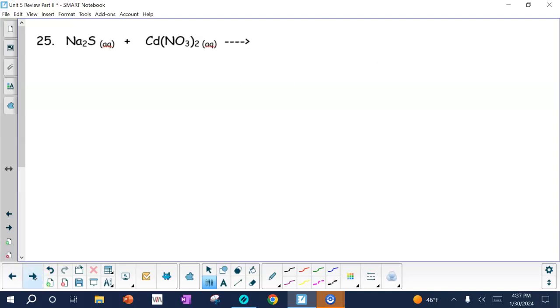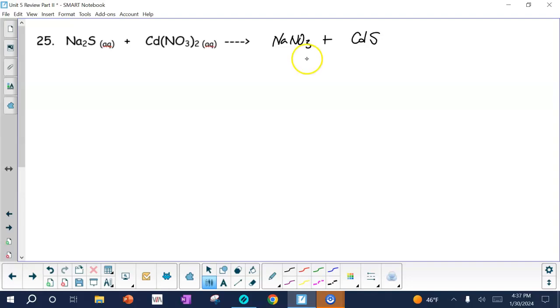25. Sodium sulfide and cadmium nitrate. Well, let's see, is cadmium... Let me look. I don't remember if it has more than one charge or not. Nope, looks like it's fixed too, so it's just cadmium nitrate. All right, so sodium is going to go with nitrate, so it's going to be NaNO3, 1+ and 1-. Cadmium is 2+, sulfur is 2-, so it's CdS.